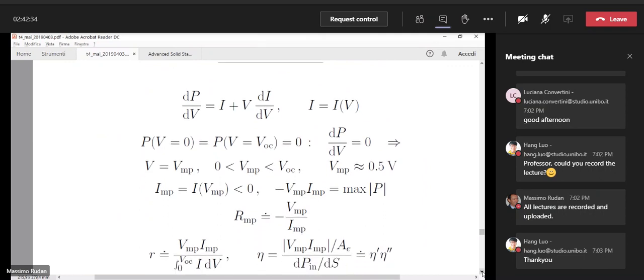Here, the power is I times V. So in order to maximize the power, we simply take the derivative of the power with respect to V and put it equal to 0. Since the power is I times V, the derivative of the power with respect to V is I plus V times the derivative of I with respect to V. And this derivative can be calculated from the characteristic. Okay, so we impose that dP over dV is equal to 0, and we find the value of the voltage that corresponds to the maximum power. We call it V_MP, V of maximum power.